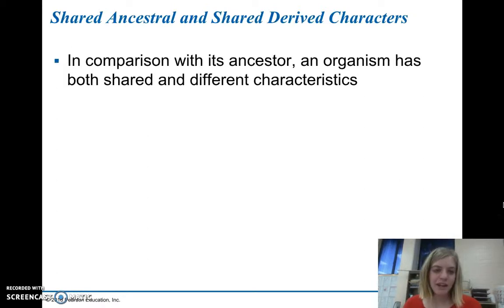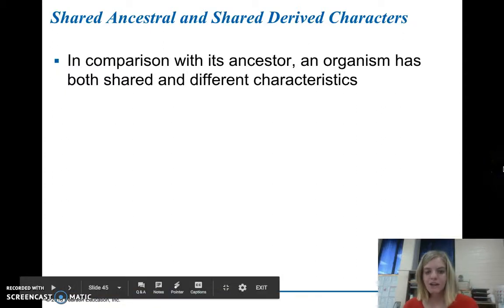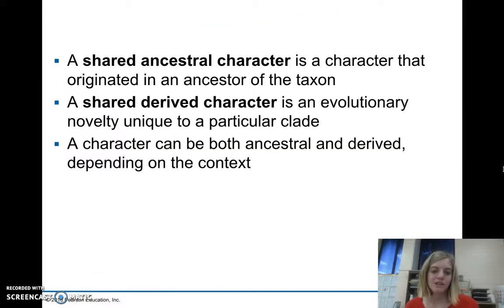When we are taking a look at the characters by which we want to judge whether these groups are related, we look at shared characteristics and different characteristics. A shared ancestral character is a character that originated in the ancestor of the taxon. So for example, in mammals, the backbone is a shared ancestral character because the original ancestor had a backbone. A shared derived character is one that is unique to the clade. So this is something that first appeared in that particular clade. And so, for example, hair in mammals is a unique shared derived character.